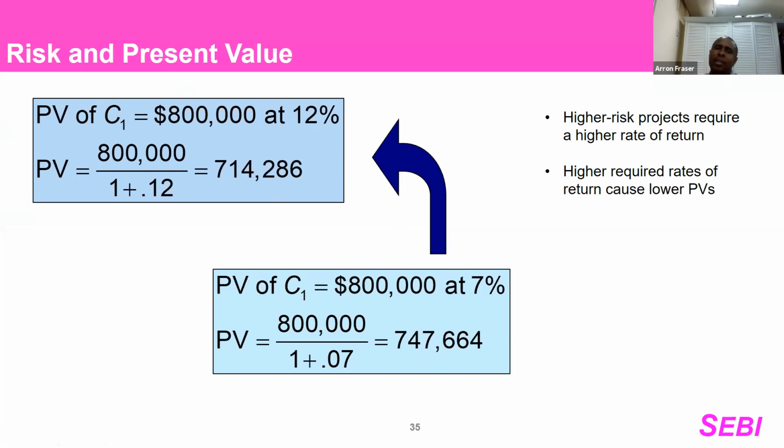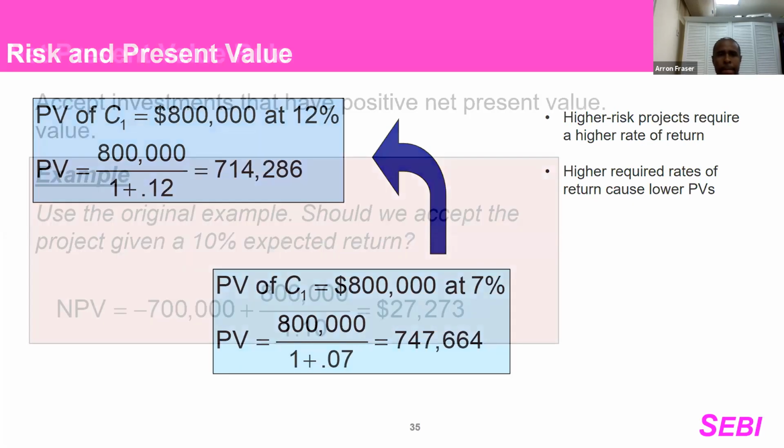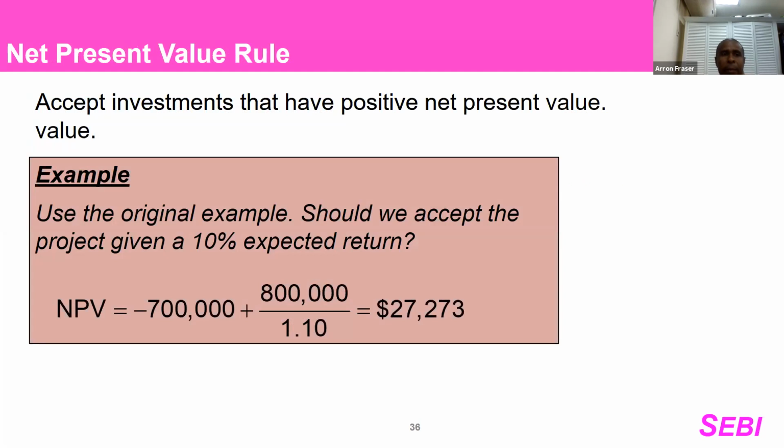You should appreciate that in finance, when the risk is high, investors would require a higher rate of return. The more risk you take, the more returns and upside you'll require. So, the net present value rule: you accept investments that have positive net present value, because simply they're adding value to the company.